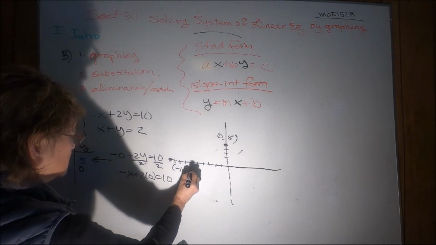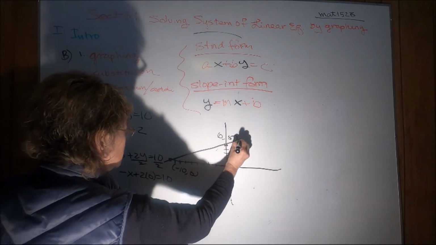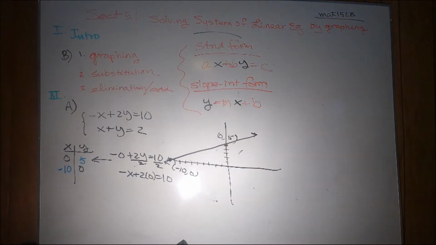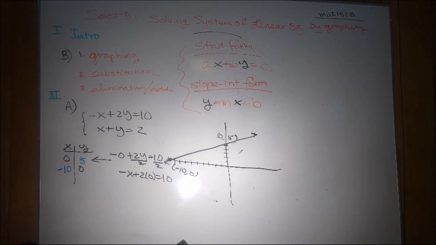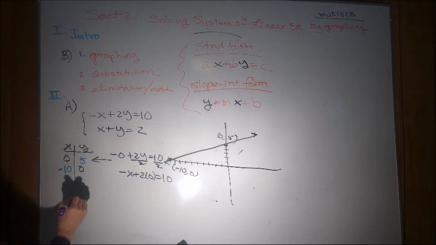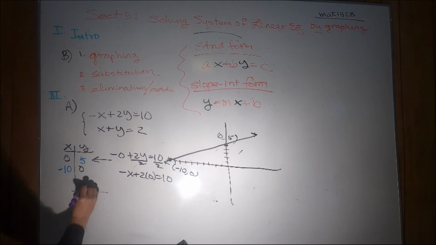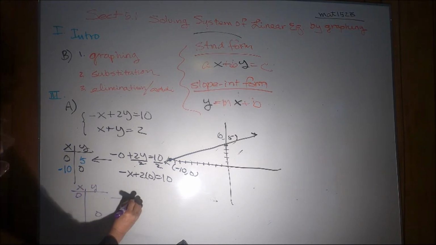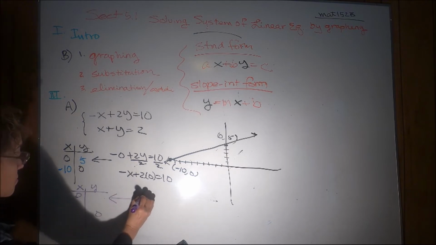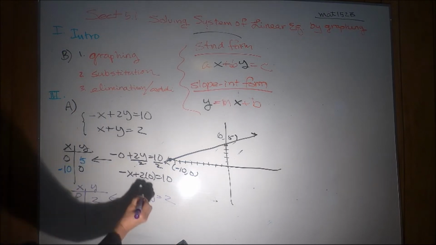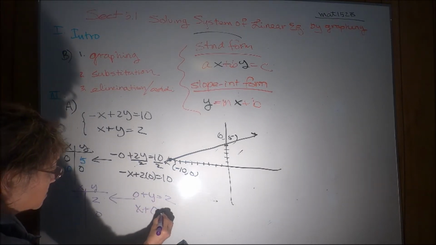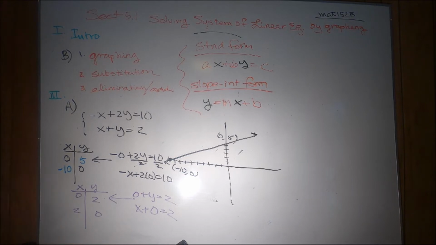Negative 10 and 0. So when you graph, the line looks like this. Right? So for the second one, x and y: when x is 0, you plug in 0 plus y, that would be 2. Y is 2. When y is 0, x plus 0 equals 2, so when y is 0, x is 2.